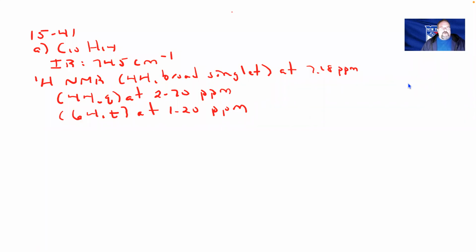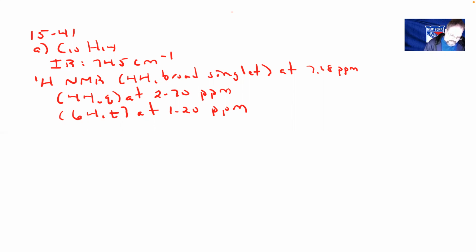Okay, so let's do some other examples of benzene and spectroscopy. We'll take a look at 15.41, letter A, which deals with the chemical formula C10H14. In the IR spectrum, we have a peak of significance at 745 inverse centimeters. That's going to help us with the substitution in this example because there's not a lot of other information given. In the proton NMR, we have a 4-hydrogen broad singlet at 7.18 parts per million, a 4-hydrogen quartet at 2.70 parts per million, and a 6-hydrogen triplet at 1.20 parts per million.